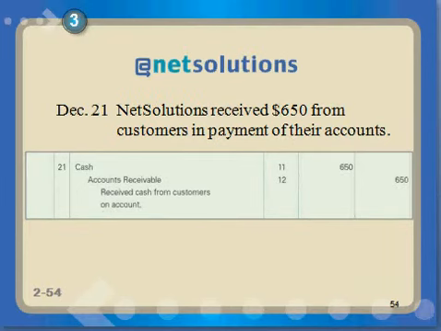Our next transaction takes place on December the 21st, and we receive $650 from customers in payment of their accounts. So this one, we're not really selling anything at this time, but you remember we billed out $3,100 to our clients, and now we're receiving $650 of that cash. So we debit the cash, $650, and we credit the accounts receivable, $650, and post that to our ledger.